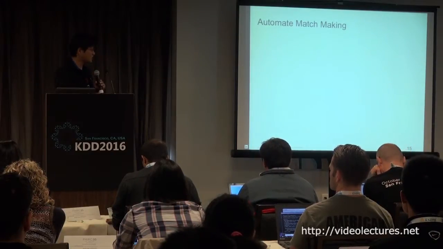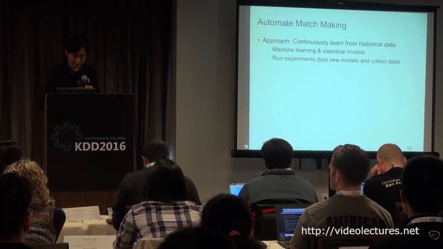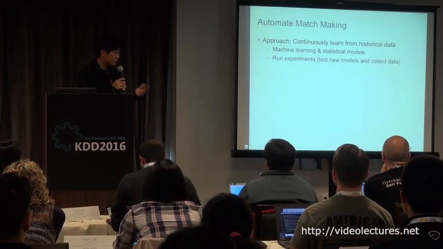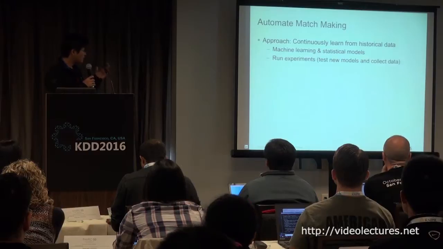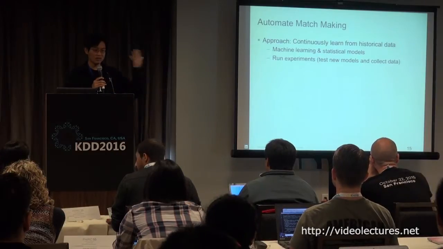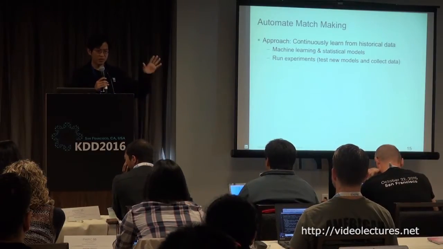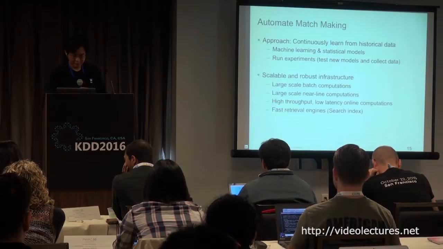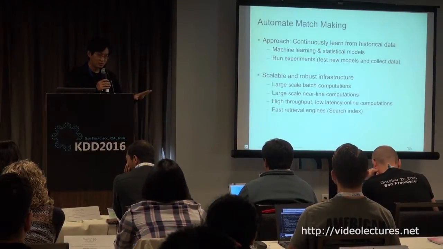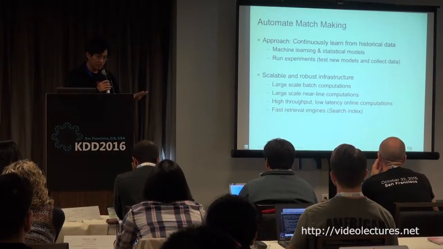The whole process needs to be automated. The approach we take is to continuously learn from historical data through machine learning and statistical models, and run a lot of experiments. Each experiment helps us collect more data, and that goes into the model again. Also, we need a very robust infrastructure to support all this automatically.